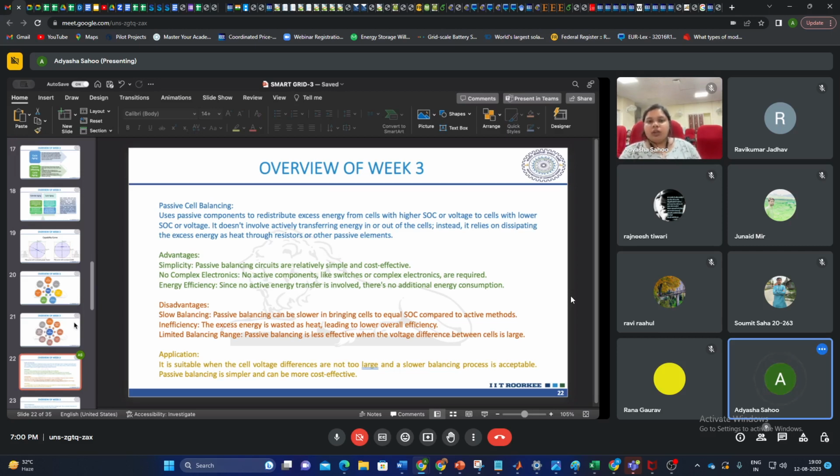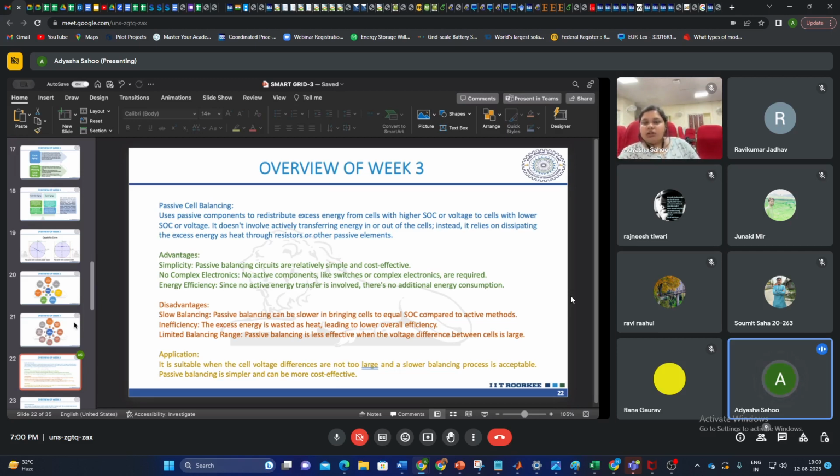The advantages of passive balancing: obviously, these circuits are very simple and cost effective because we need only resistors to dissipate the excess energy. You don't need complex electronic circuits like switches, and since there is no active transfer of energy, there is no additional energy consumption, leading to efficient energy use.